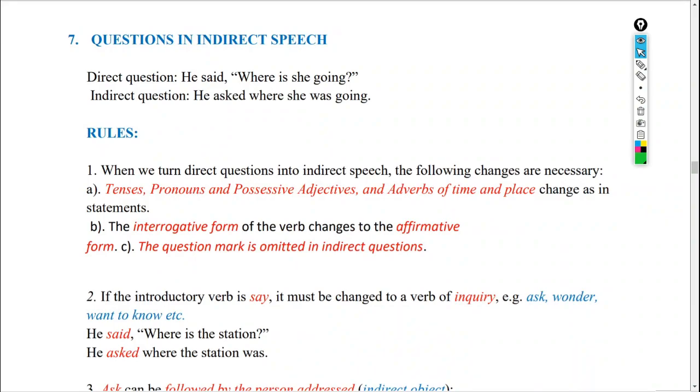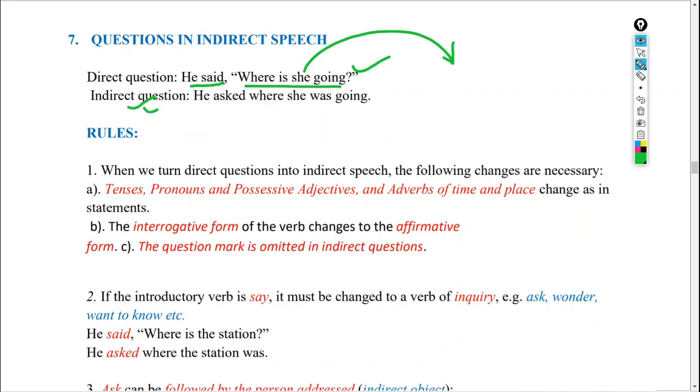Questions in indirect speech. Direct narration. So we start with the direct narration. Direct narration is: he said, where is she going? Where is she going? If it is an assertive sentence, suppose she is going to Delhi. When it is an interrogative sentence, then it will be where is she going?